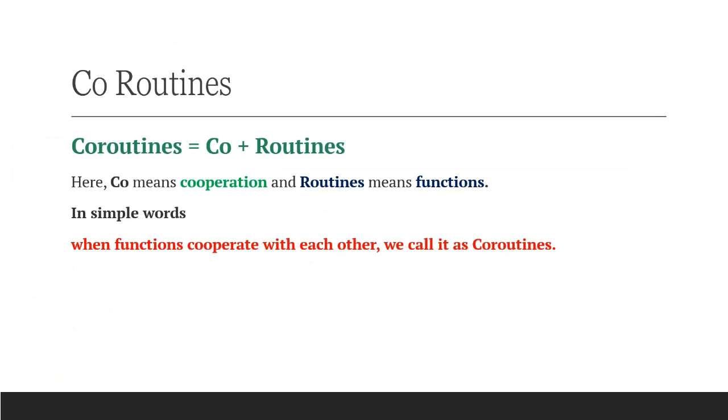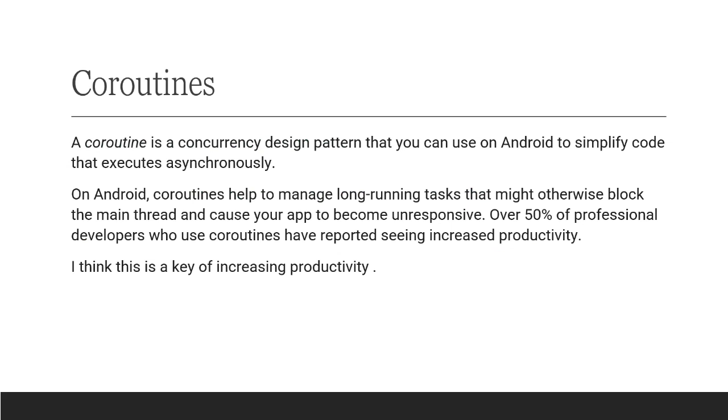Okay, so if we discuss coroutines, as the name suggests, "co" means cooperation and "routines" means functions. So in simple words, when functions cooperate with each other, we call it a coroutine. It means there are many functions and they all work with each other, and that is your coroutine functionality. So we can say that it is a concurrency design pattern that you can use in Android to simplify code that executes asynchronously.